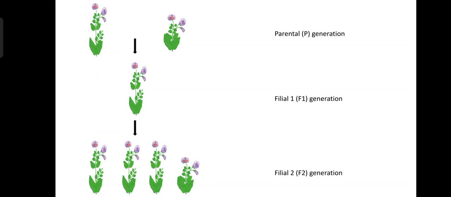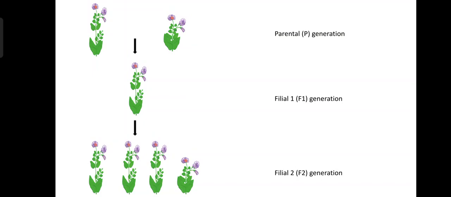Now what he did in monohybrid cross was that he selected pea plants that differed in only one trait. For example, here we can see that there is a tall pea plant and another short pea plant. So they have all the traits the same, and only the height of the plant is different. One is tall, another one is short. And he crossed these two plants, that is, he cross-fertilized, and he observed that all the offspring resulting from this cross were tall.